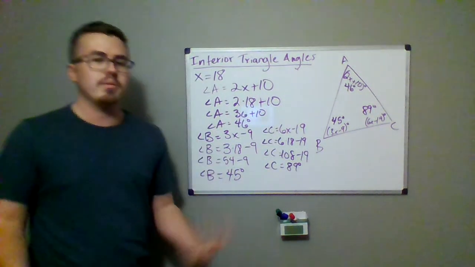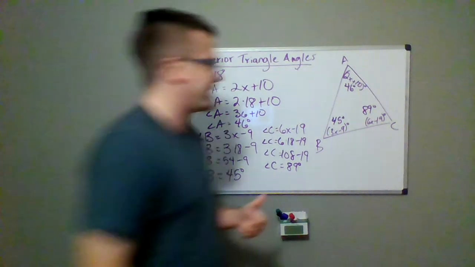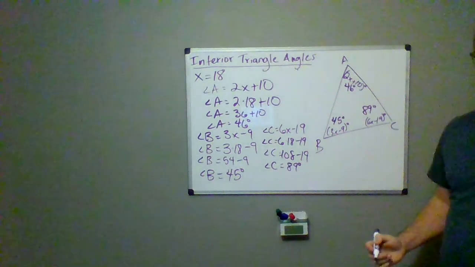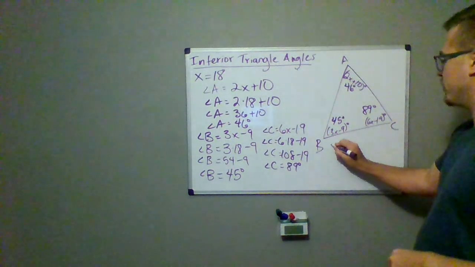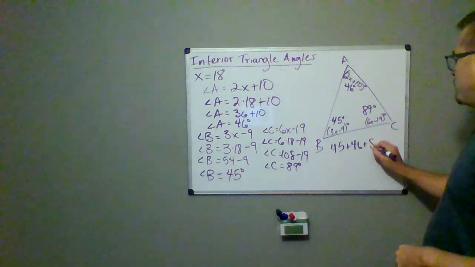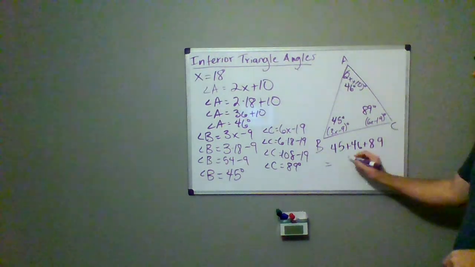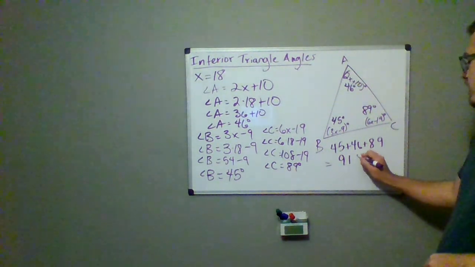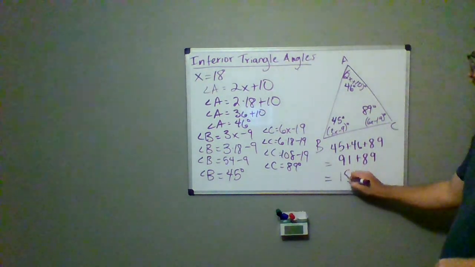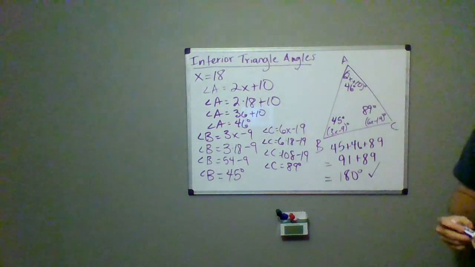Now I'm going to go through one more step here just to double check. Make sure that this is the correct answer. We've got 4, we're going to add these together, make sure that it adds up to 180 degrees. So 45 plus 46 plus 89. 45 plus 46 is going to give me 91, plus 89 is going to give me that 180 degrees, which means that we did this problem correctly.